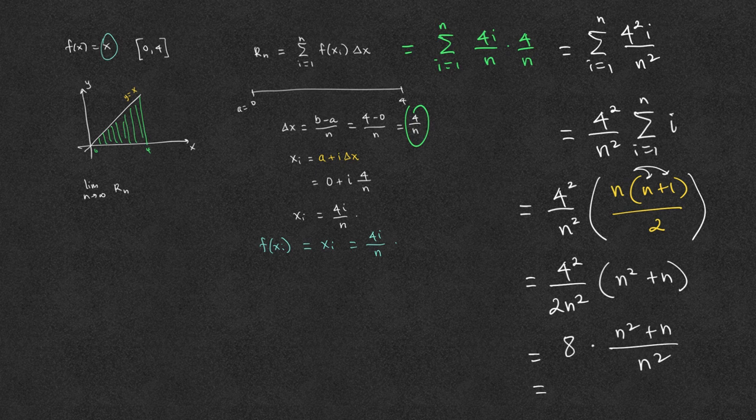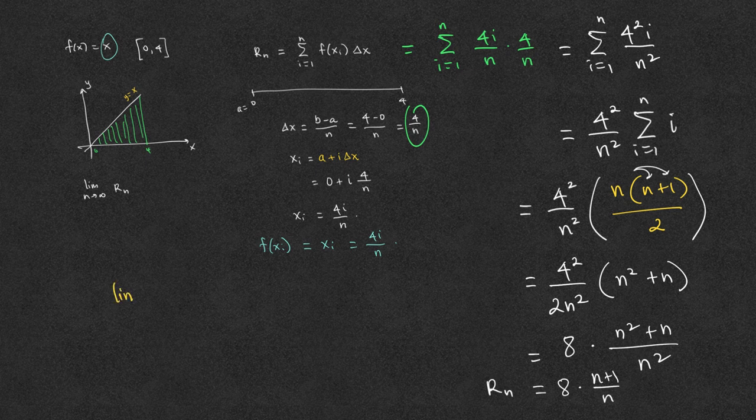And we can simplify this further. This is 8 times n plus 1 over n, because we can factor out the n in the numerator and cancel out one factor of n. And this is R sub n.